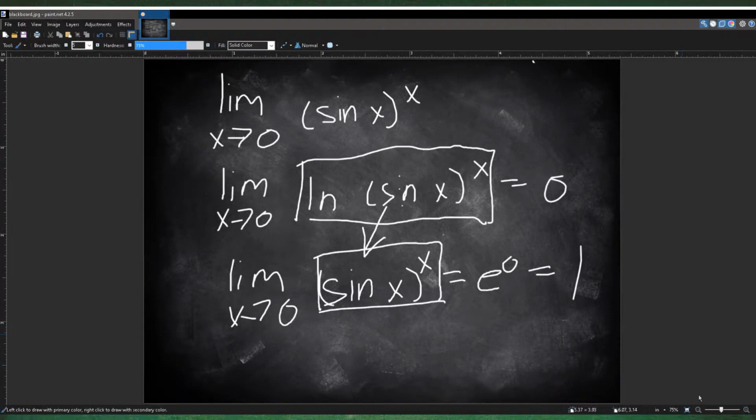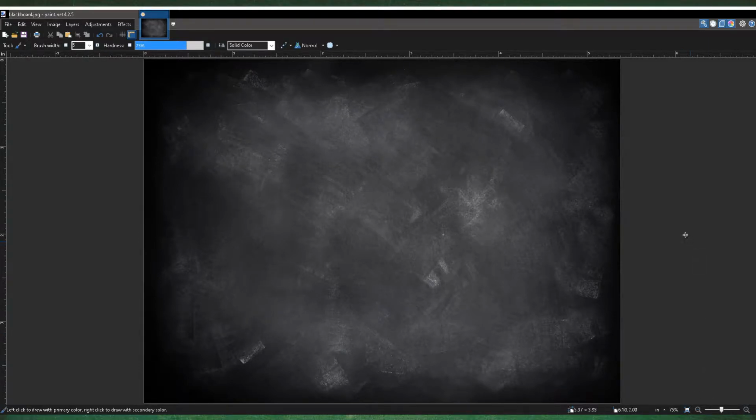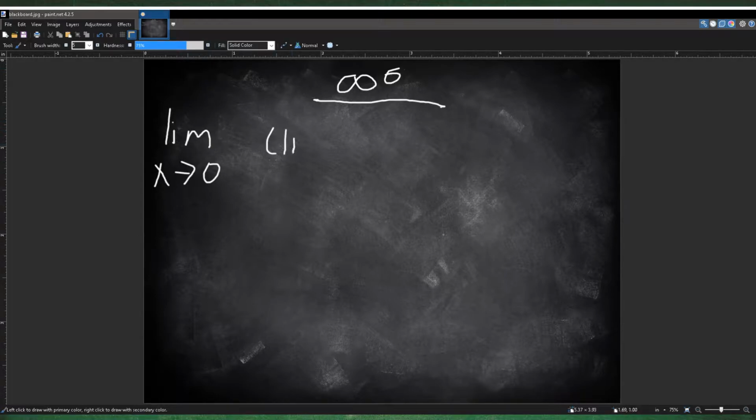Okay, so now let's do the same thing, but now we're going to use the case infinity to the power of 0. So our example is the limit as x approaches 0, where we have ln of x to the power of x. So we're going to do the same thing. We're going to say y is equal to ln of x to the power of x.